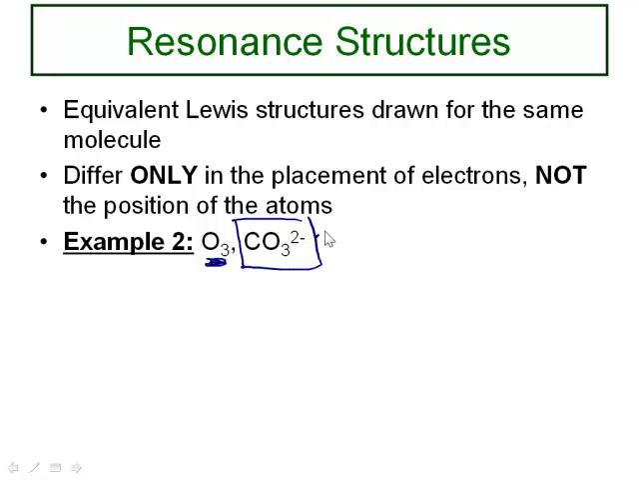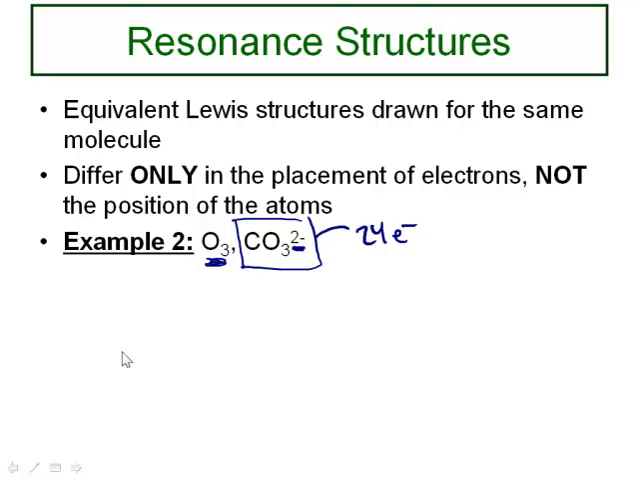If you look at the carbonate ion and think about how many valence electrons it's got: 4 from the carbon and 6 from each oxygen. 6 times 3 is 18, plus 4 is 22. Now, this is a 2- ion, meaning it's got 2 extra. So we've got a total of 24 valence electrons to place.